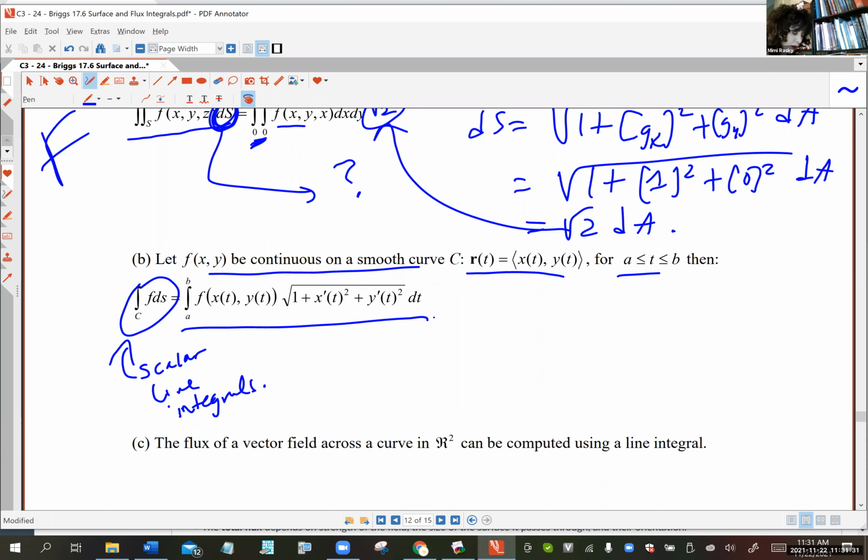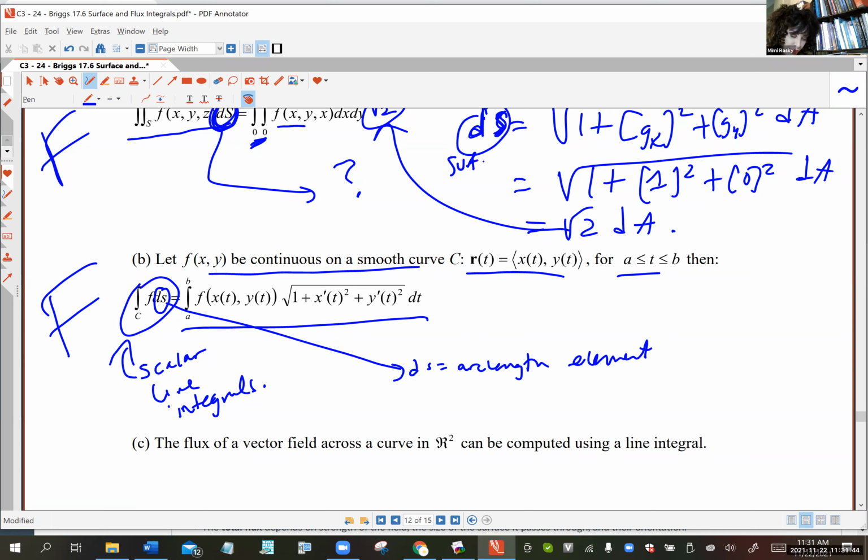And I claim false because ds is the arc length element, not the surface area element. That's little ds. That's different. Big S here is the surface area element, not to be confused with little s. Really? There's different uppercase and lowercase s? Yes. Don't confuse these. Big S means surface. Little s means arc length in mathematics. Ooh.